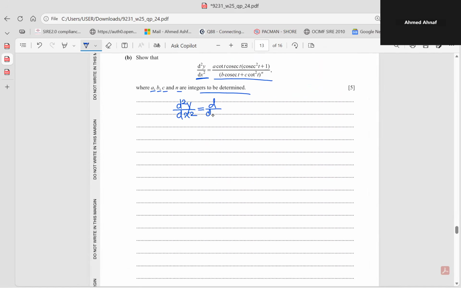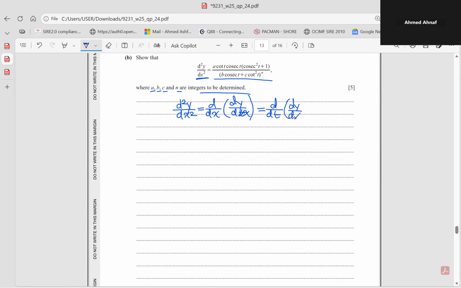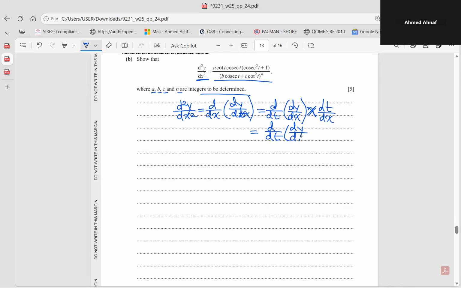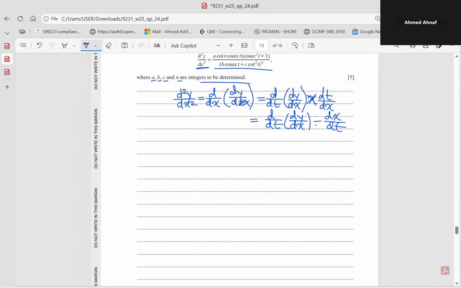So we know that the second derivative is d/dx of dy/dx. However, we can't differentiate with respect to x, so we differentiate with respect to t. So replace the dx with dt, but that just changes the entire thing, so we multiply by dt/dx so that the value is the same, and multiplying by dt/dx is the same as dividing by dx/dt.